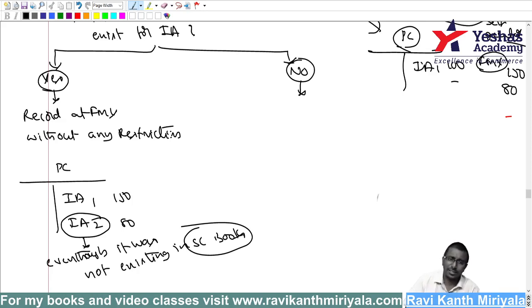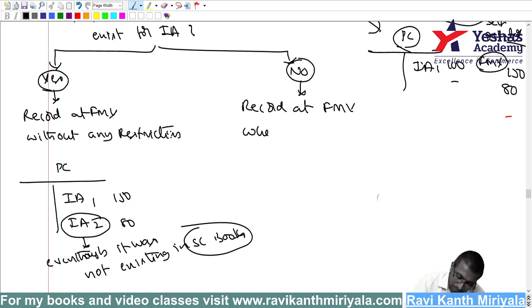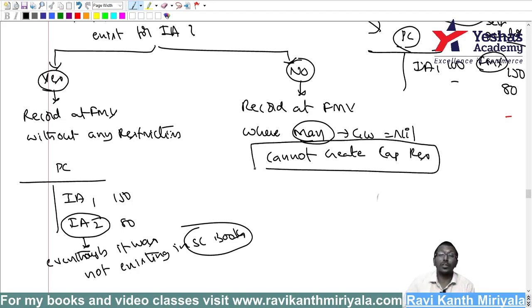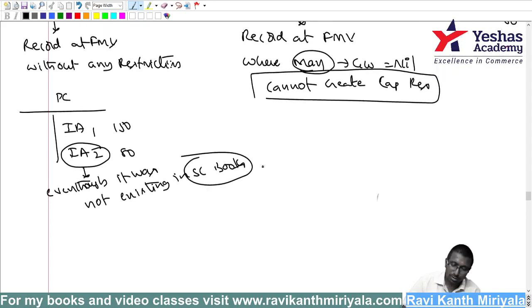So if there is no active market for our intangible asset, what does the standard say? You record it at fair market value, but there is a maximum limit: the maximum your goodwill amount can be reduced to is 0. That means we cannot create a capital reserve. This you remember. We cannot create a capital reserve if there is no active market. I'll give you an example so that you will get better clarity.